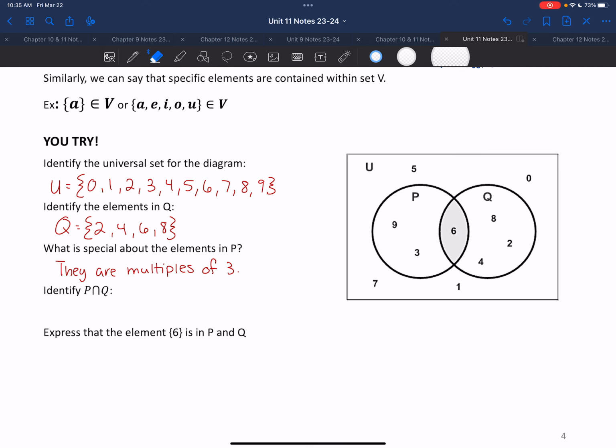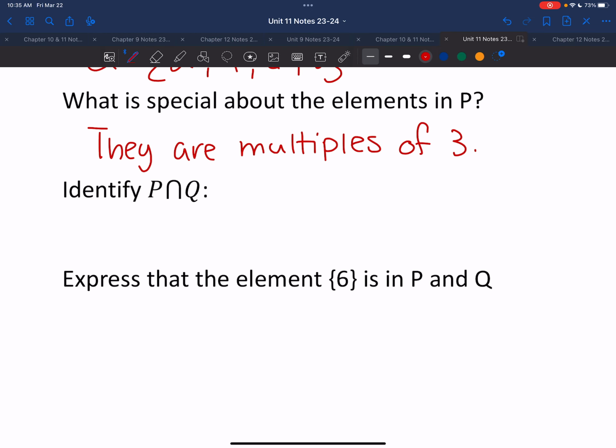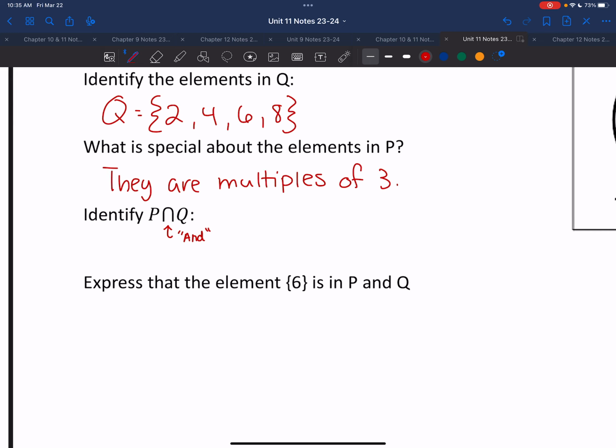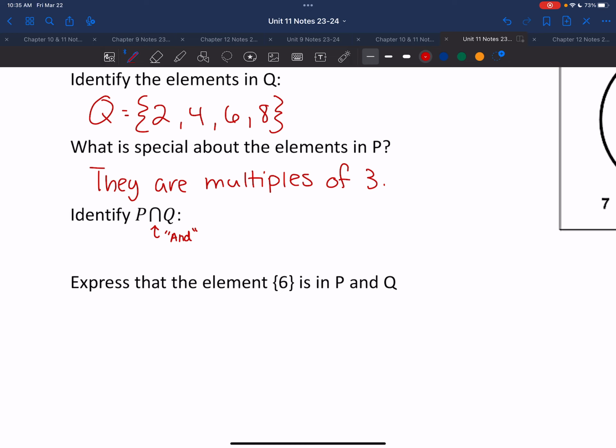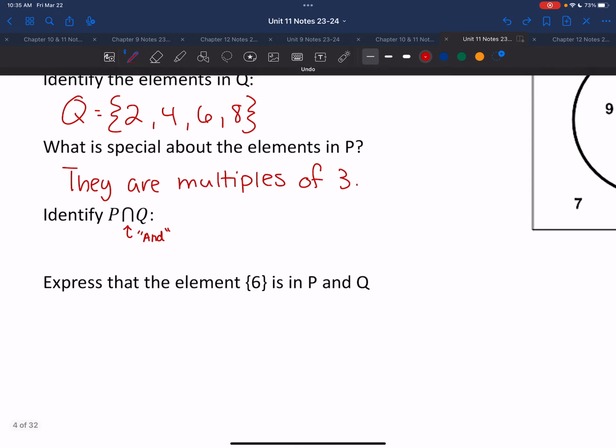Now it says identify P and Q. So we haven't talked about this just yet, but this is an intersection, and it means and. We're going to dive into that on the next page, but it really is asking, tell me what elements are inside both P and set Q.